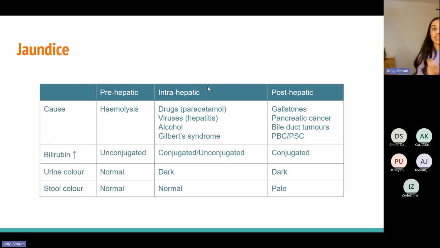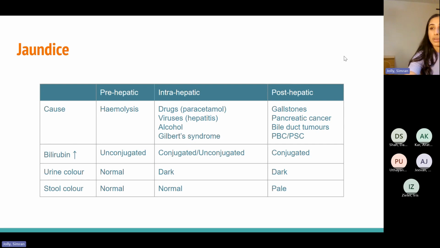And posthepatic is anything after your liver, so gallstones, anything blocking the bile duct, so tumours, your sclerosing cholangitis, biliary cholangitis, which is affecting the actual bile ducts, sclerosing affecting extrahepatic and intrahepatic, and then obviously cancers as well. And because that's a conjugated bilirubin increase, you're going to get dark urine with that and pale stool colour.